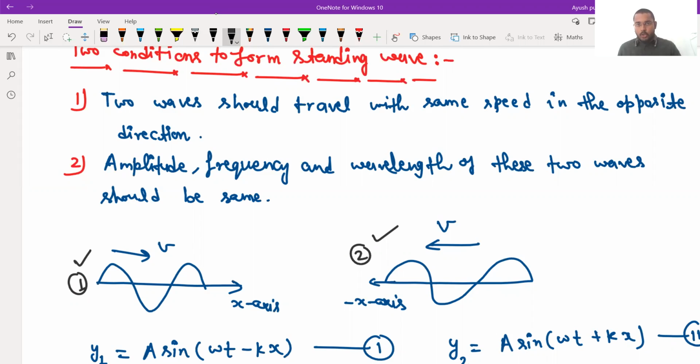The second condition is that the amplitude, frequency, and wavelength of these two waves should be the same. Now, this is just the condition to form the standing wave. I am not telling you the definition of a standing wave right now. Don't worry, don't panic, I will tell you later. For now, just focus on the lecture.